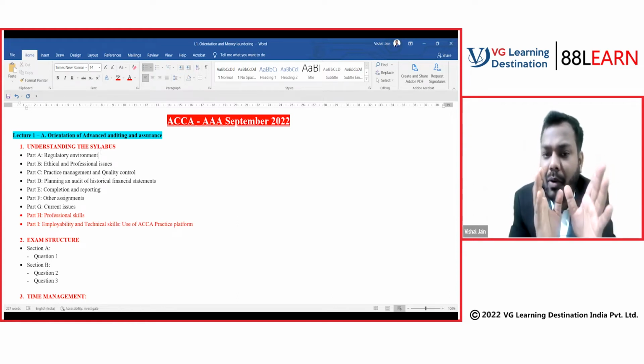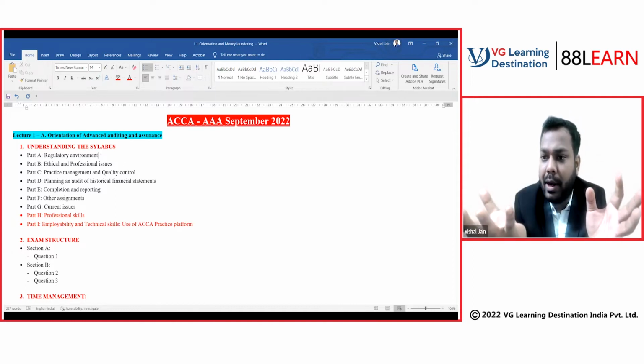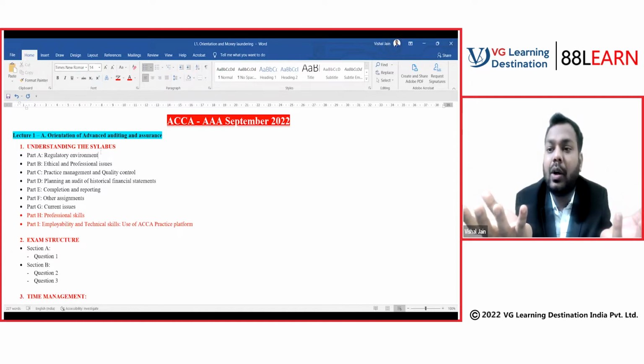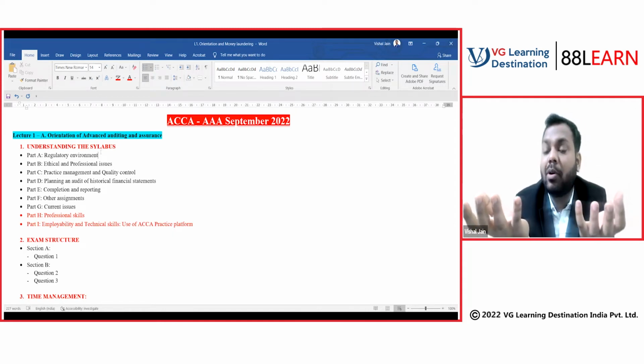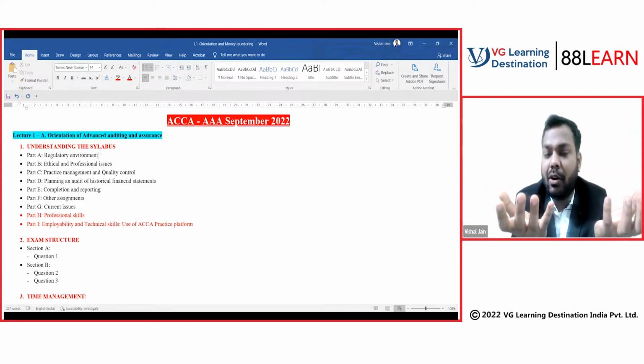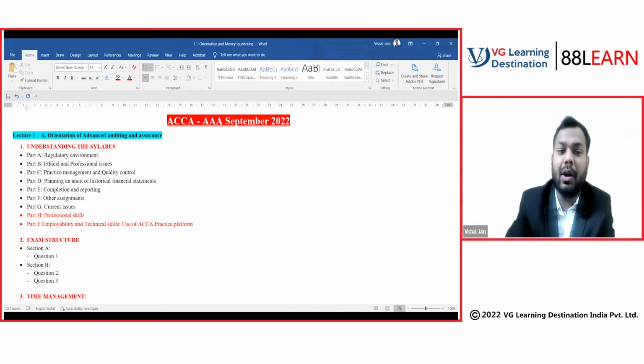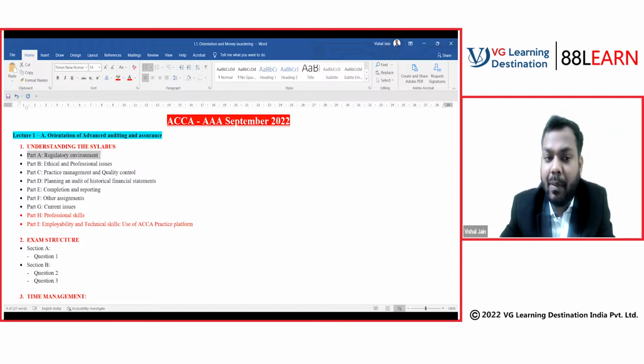We need to understand here one basic fact, that the auditor and the audit client are two different entities. There might be situations where I'll talk specifically about the audit client, and there might be situations where I'll talk specifically about the audit firm. So they are two separate entities. When I say part A, regulatory environment, I'm talking about the regulatory environment surrounding the audit firm, basically the roles and responsibilities of the audit firm in specific situations. Is it clear so far?